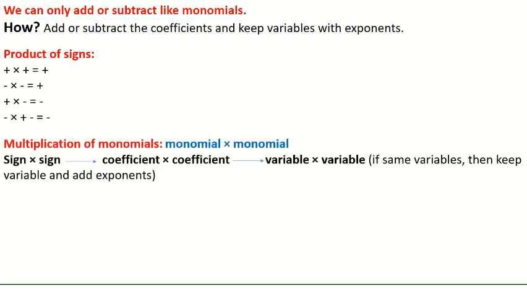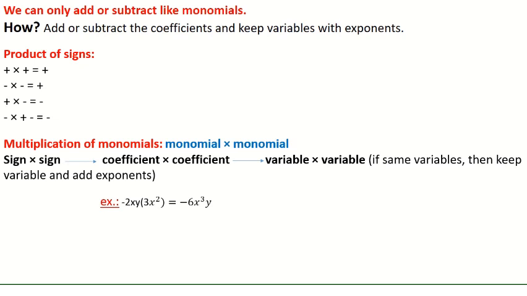Now if I'm multiplying two monomials, you multiply the signs together, the coefficients together, and the variables together. And if we have the same variable, then you keep it and you add the exponents. Of course, now you will understand everything when we start exercises.